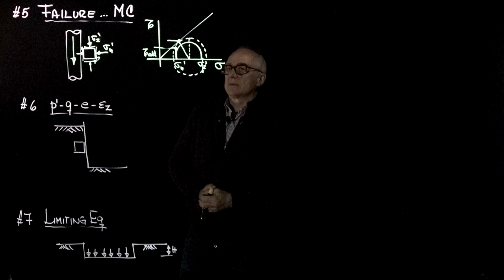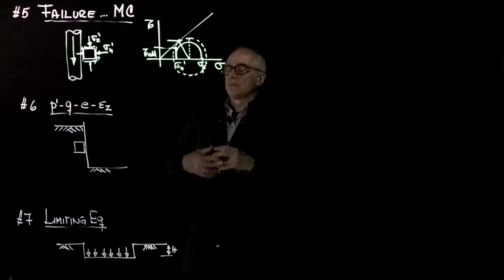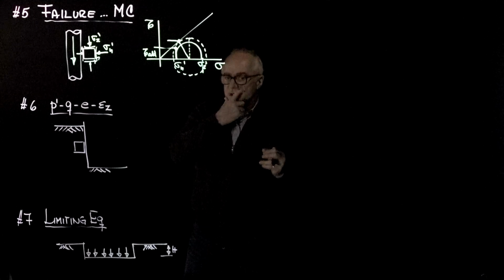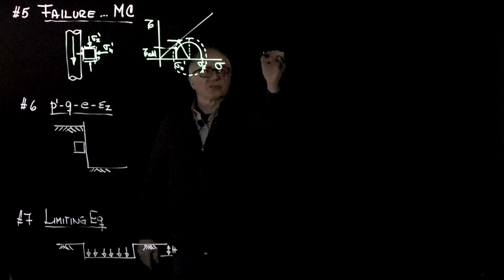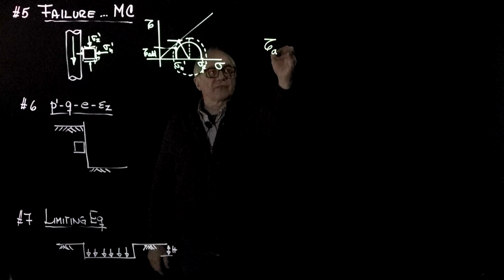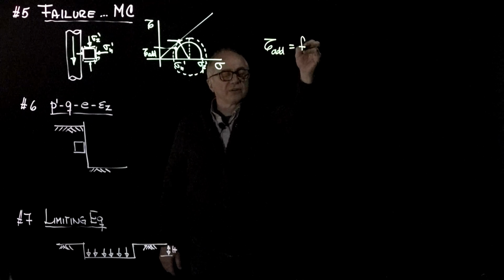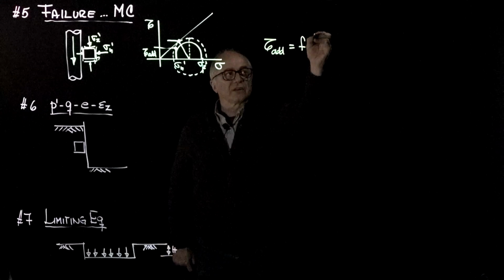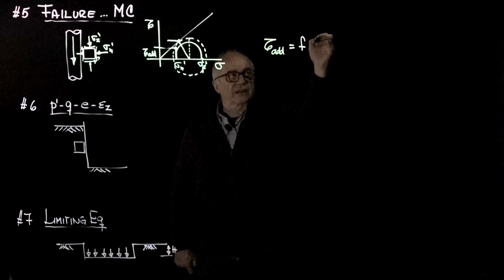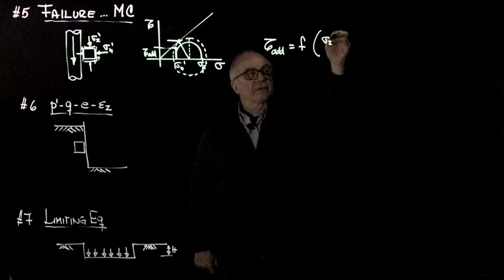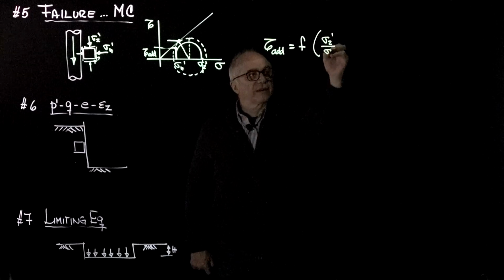And so I invite you to play with trigonometric relationships and the geometry of the problem to derive an equation for how much tau can be added, and that will be a function of the anisotropy of the initial state of stress. So it will be a function of sigma z effective over sigma horizontal effective to begin with.